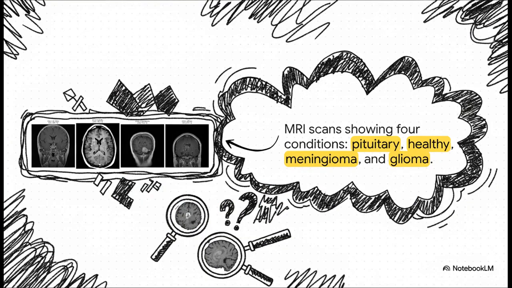Okay, so take a look at these. To most of us, they probably look kind of similar, right? But what you're seeing are wildly different conditions. Being able to tell the difference between a healthy brain and 3 different kinds of tumors is an incredibly hard visual puzzle. It's a skill that takes human radiologists years of intense training to get right, because the tiniest differences in shape or texture mean everything.